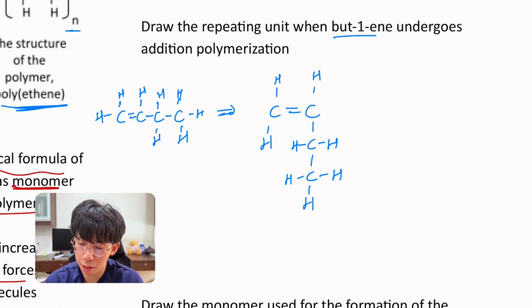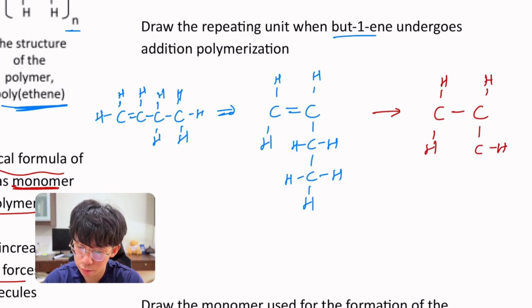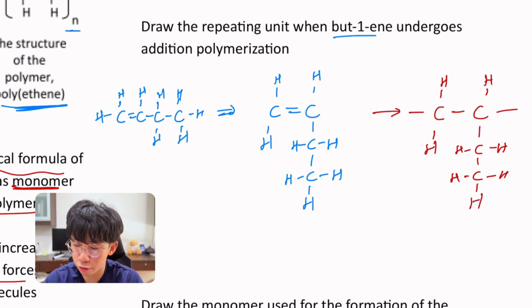And with this, I'm able to transform this. So I'm going to copy and paste this, but now the double bond becomes a single bond. Everything else stays the same. And next, I'm going to draw a bond on the left and the right. And that's your one repeating unit of your polybutene.